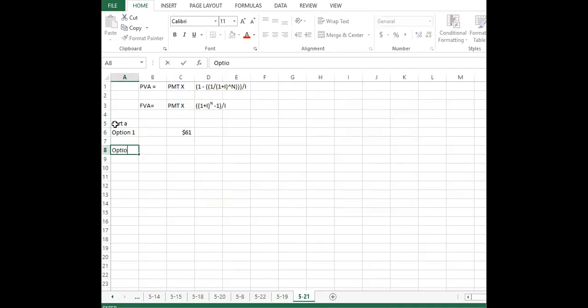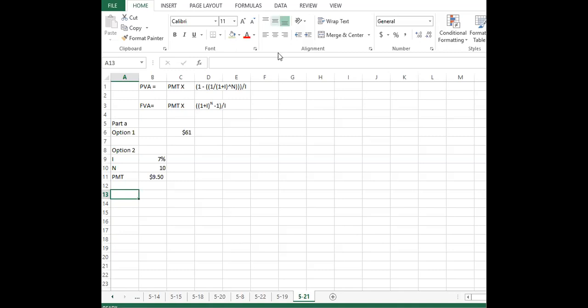In option 2, we have interest rate is 7%, payment time period is 10 years, payment is $9.5 million. Okay, so we just calculate present value of annuity, and then we compare all 3 options. We will select that option that has higher present value.